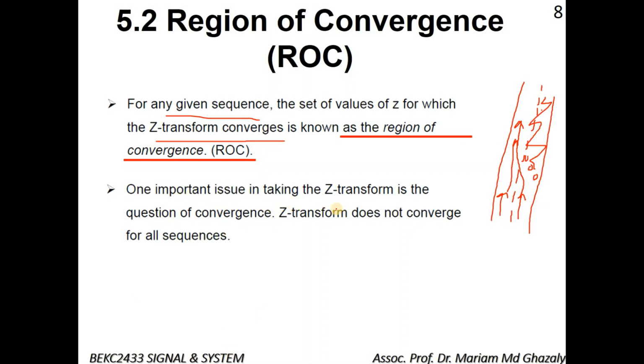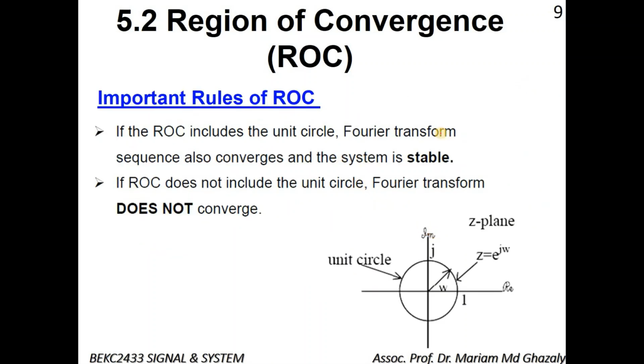Okay, and one important issue is that for the z transform, not all sequences will converge. Okay, so let's see what it means by this. Okay, so let's go and see what are the rules of the region of convergence. Okay, so if the region of convergence includes the unit circle, the Fourier transform of the sequence also converges and the system is stable. So what does it mean?